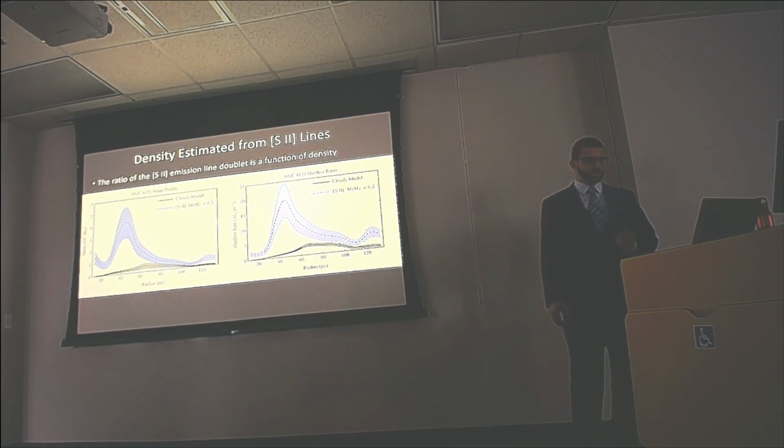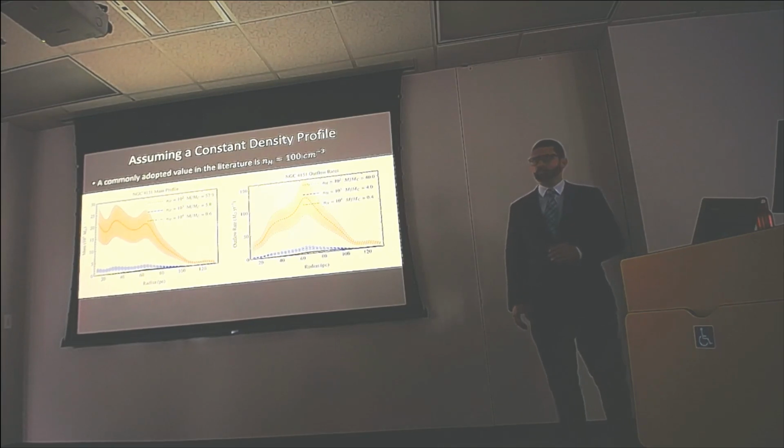And then the other case is assuming a constant density profile. In this case, we have three different densities of 10^2, 10^3, and 10^4, so 100, 1,000, and 10,000. And then we have the ratio of the mass that we get from that technique relative to our models. Basically the takeaway here is that a density of 100, or 10^2, is the most commonly used value in the literature. And what we see is that this tends to overestimate the mass by about a factor of 60 in this case. So fairly significantly overestimating.